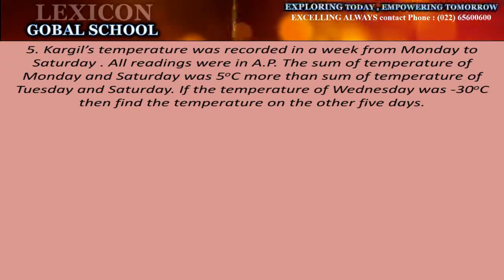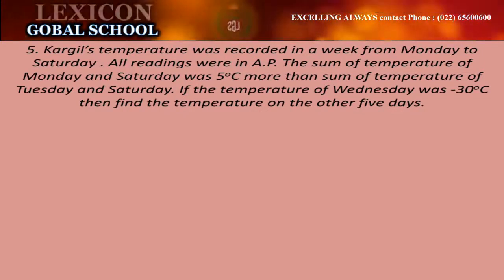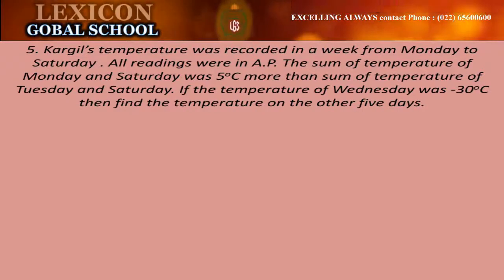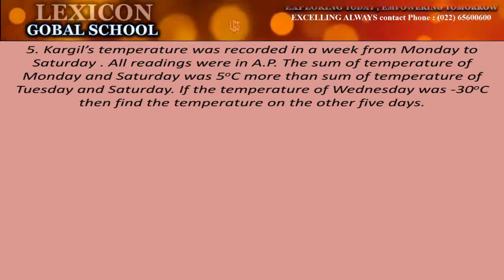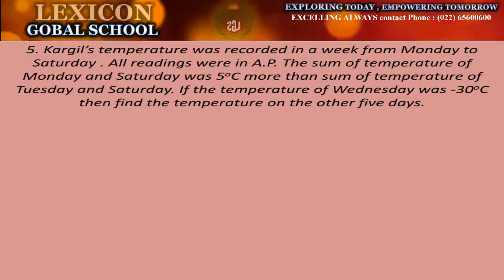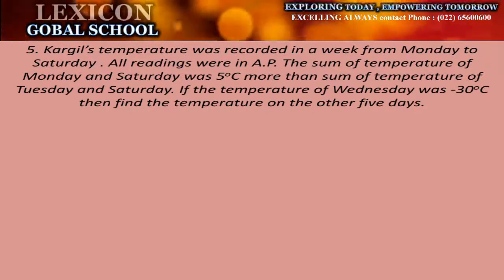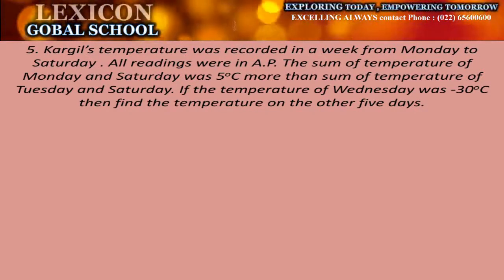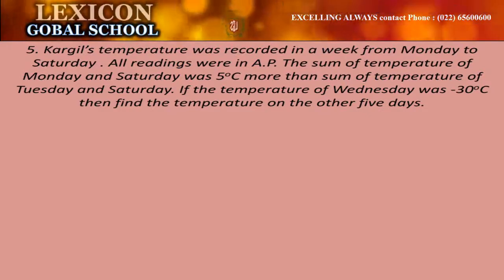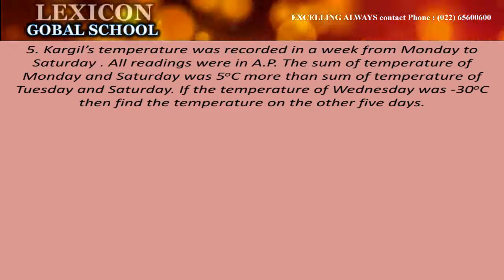After Monday, you will have Tuesday. After Tuesday, you have Wednesday. So they are consecutive terms. So we are going to use 6 consecutive terms in this particular sum. All readings were in AP. The sum of the temperature of Monday and Saturday was 5 degrees more than the sum of the temperatures of Tuesday and Saturday. If the temperature of Wednesday was minus 30 degrees Celsius, find the temperature of other 5 days.